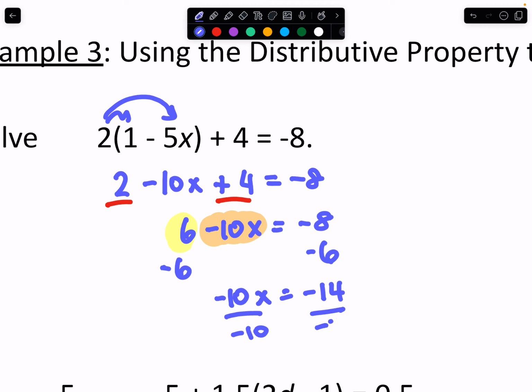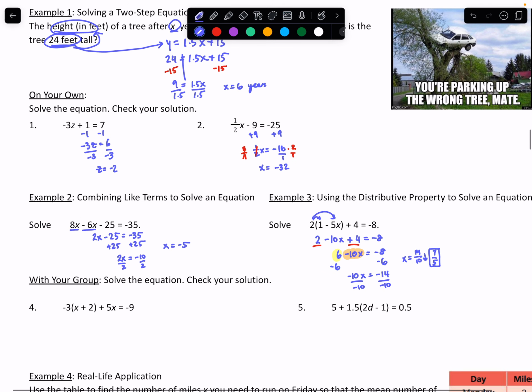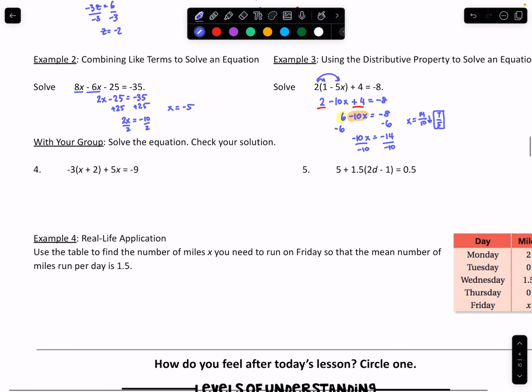Divide by negative 10. I got x is equal to 14 over 10. But don't forget to simplify that to be 7 over 5. Okay? Alright, why don't you try these next two on your own. You could check your answer with the people next to you, and then we'll go over it together as well.